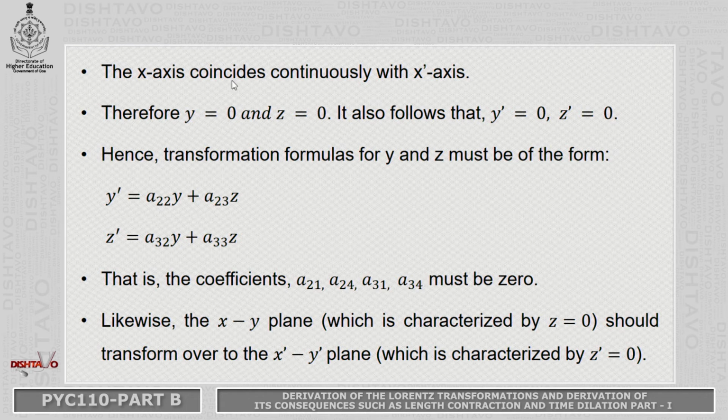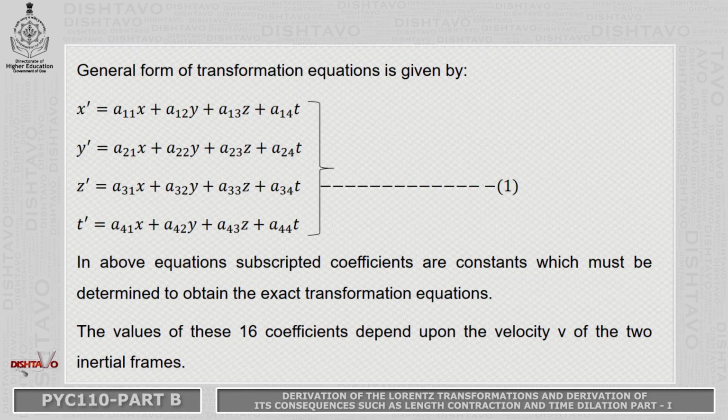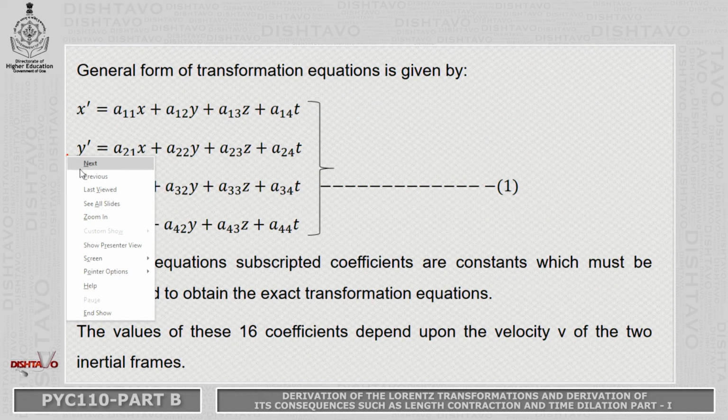Next, let us consider that x-axis coincides continuously with the x-dash axis, as we have drawn our reference frame. This is S frame, this is S-dash frame, this is x-axis and this is x-dash axis. So they are along the same direction. If they coincide, then on the x-axis the value of y is 0 and z is 0 in S frame, and y dash is 0 and z dash is 0 in S-dash frame. So if you look at the transformation equations, only y dash and z dash.